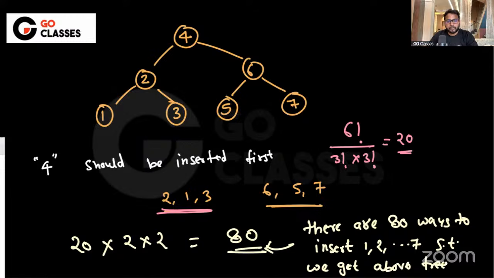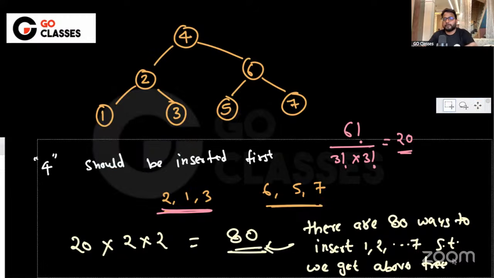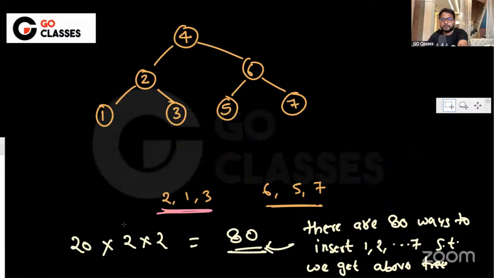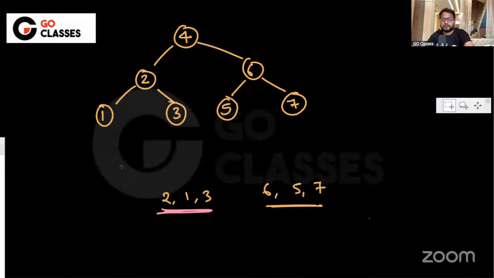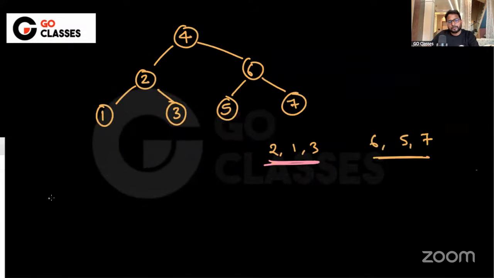Can you tell me some possible ways? For example, one of the possible ways is that 4 I anyway have to insert first. Then after 4, among 2, 1, 3, 6, 5, 7, I just have to maintain this order. So you can say 2, after that maybe 6, 5, 7, and then maybe 1, 3.